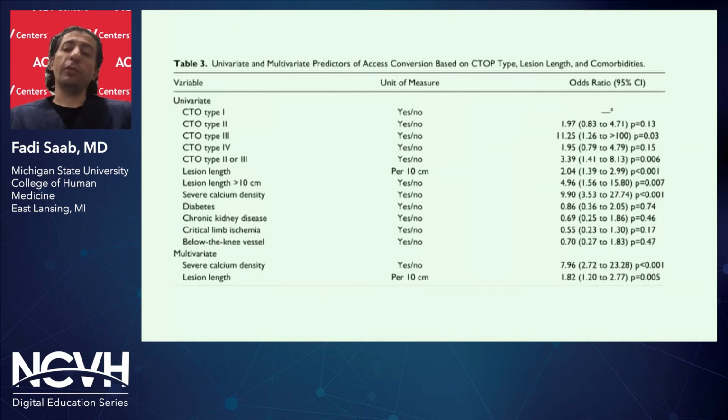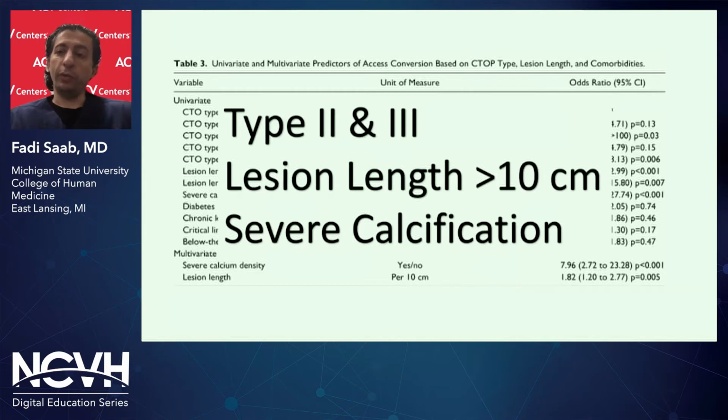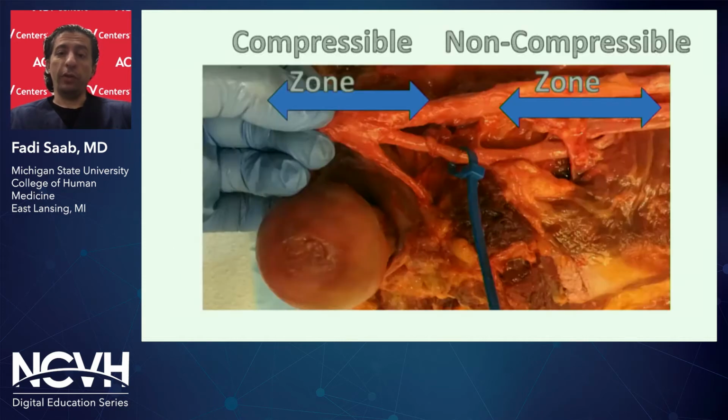If you look at the predictors of requiring pedal access for a CTO, these are the major predictors: type 2 and 3 CTOs, lesion length greater than 10 centimeters, and severe calcifications. If these factors are noticed within a patient or within an anatomical CTO, the likelihood of requiring pedal access is extremely high. The highest predictor, believe it or not, was severe calcification. If you note severe calcification on ultrasound imaging or fluoroscopy, the likelihood of requiring pedal access ranges anywhere from 8 to 10 times more compared to traditional access.